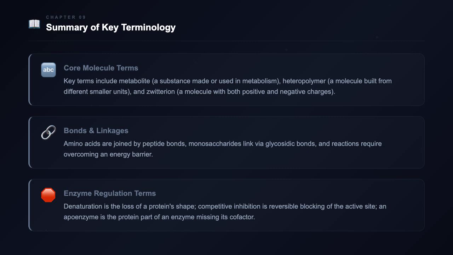For chemical reactions to happen, reactants must overcome an energy barrier. Enzymes have an active site where substrate molecules fit and bind. When proteins lose their shape, it's called denaturation, losing their structure. Competitive inhibition occurs when a molecule competes with the substrate at the active site, and this is reversible. An apoenzyme is the protein part of an enzyme without its necessary cofactor.